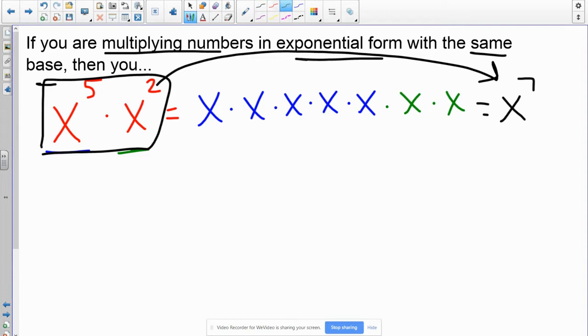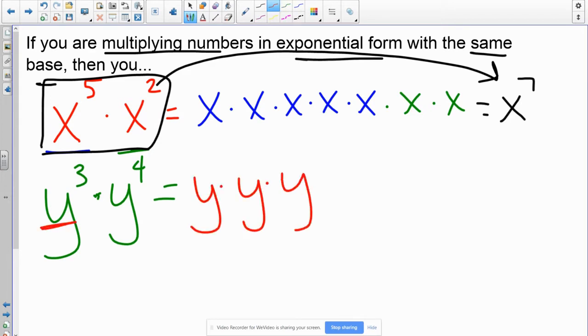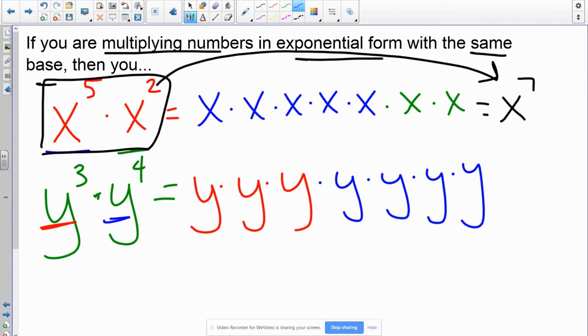Let's check another one. Let's go y to the 3rd times y to the 4th. We're going to write them in expanded form so you can look at them. This first one would be 3 y's being multiplied by themselves. The second one would be 4 y's multiplied by themselves. When you look at that, I have 3 y's, I have 4 y's. That means in the end I have 7 y's.